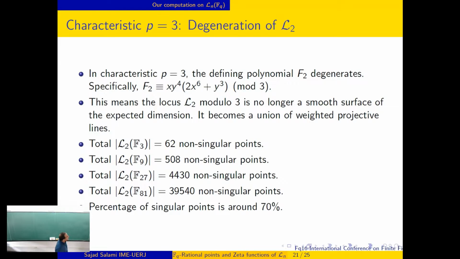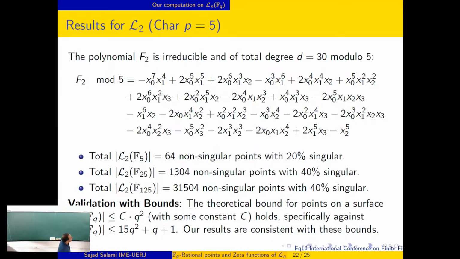So if we restrict ourselves to characteristic 3, then we have the degeneration of the polynomial. The polynomial modulo 3 gets this shape. So we have a lot of singular points in this case. Here is the list of the numbers for powers of 3. So we have these numbers. And almost 70% of the points are singular because of this congruence. But in characteristic 5, the polynomial modulo 5 gets this shape, and we get these numbers for the powers of 5. And you see that here the number of singular points is reduced, because this is an irreducible polynomial in characteristic 5.